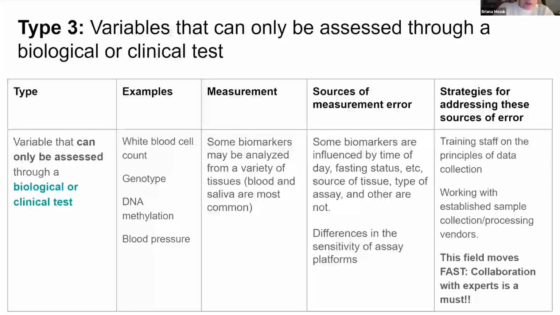There's a third type of variable that is a variable that can only be assessed through a biological or clinical test. That is, you cannot ask somebody about these things; the data contained within this variable cannot be assessed by self-report. So for example, your white blood cell count or your genotype or DNA methylation, right? The only way you can get this information is through a clinical or biological test.